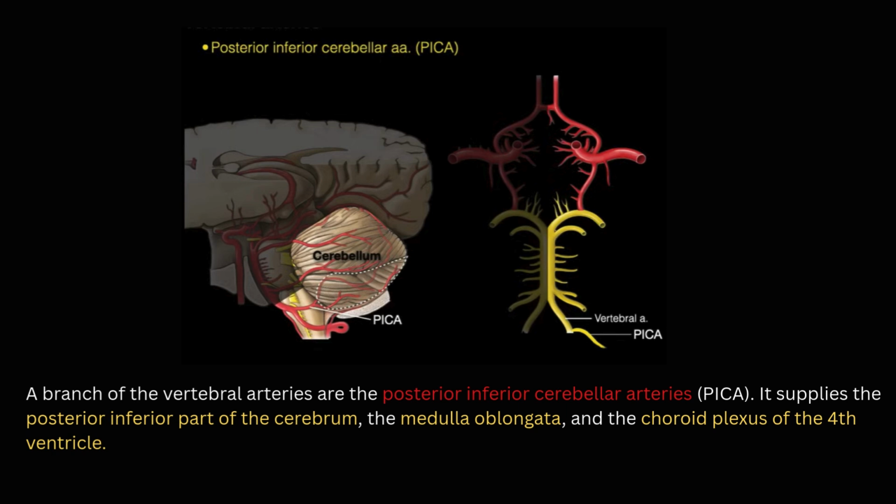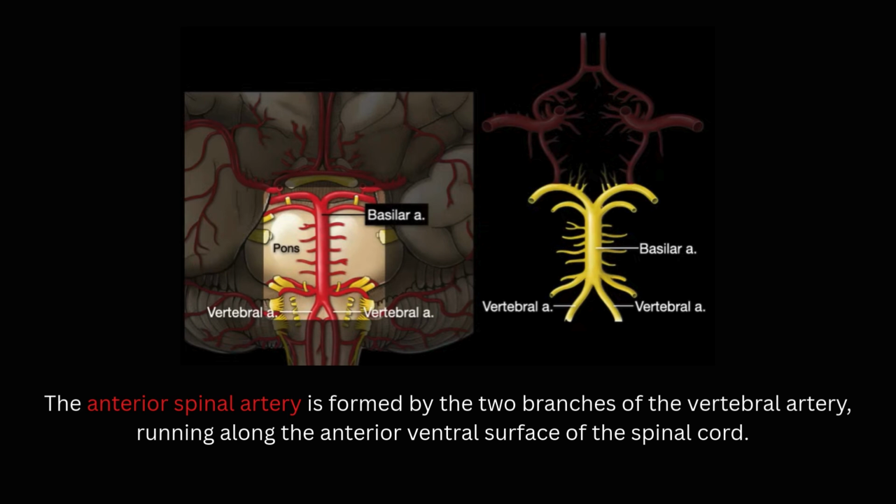Now, a branch of the vertebral artery is actually called the posterior inferior cerebellar artery, or PICA. It actually supplies the posterior inferior cerebellum, the medulla oblongata, and the choroid plexus of the fourth ventricle. So you can see the name itself, posterior inferior, gives an indication it supplies the posterior inferior part of the cerebellum, a part of the medulla oblongata, which is the lowest part of the brainstem, and the choroid plexus of the fourth ventricle, which is a part of the ventricular system you can check out in my recent video. I've explained a lot about that.